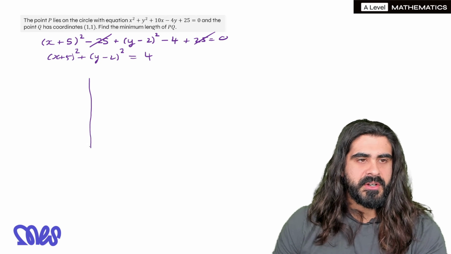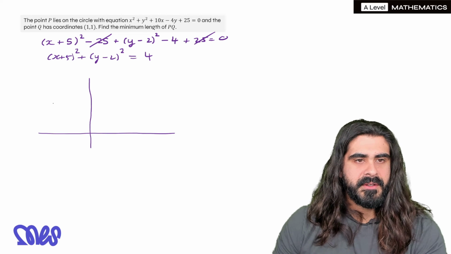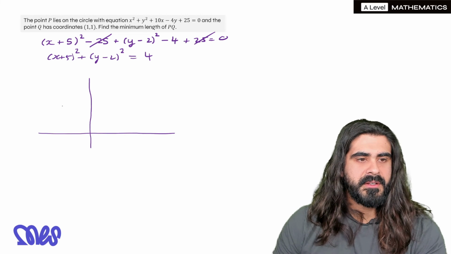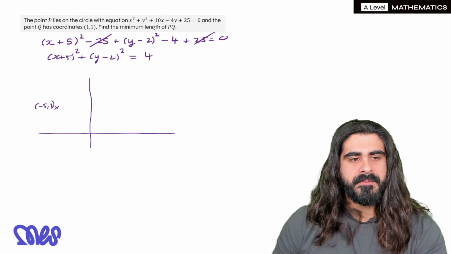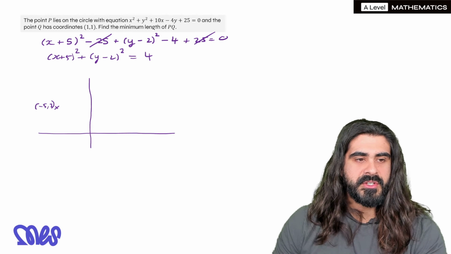So when we come to sketch our circle, the center is minus 5, 2. So say here, minus 5, 2. And the radius is 2. Now you want to be careful how you sketch this. Because the radius is 2, it's actually going to come down and touch the x-axis. It's going to look something like this.